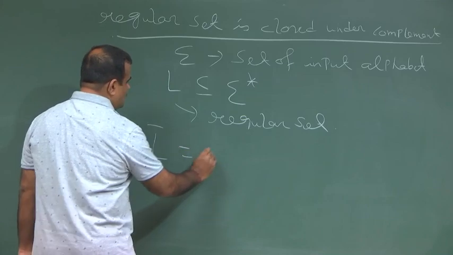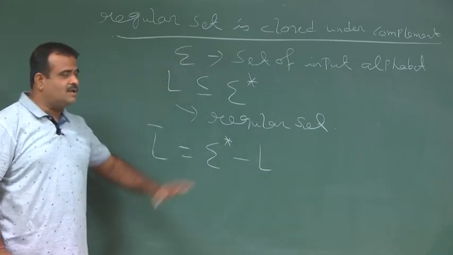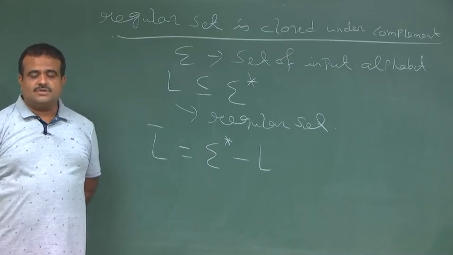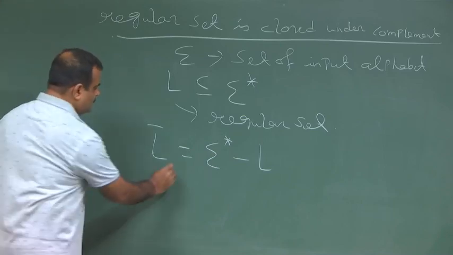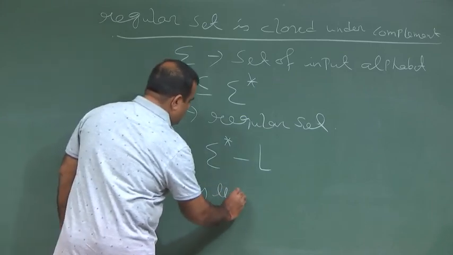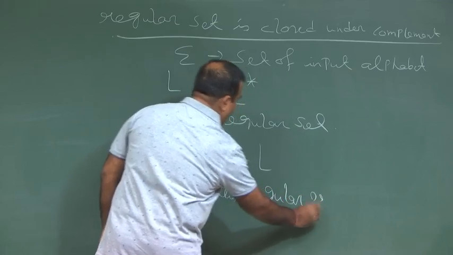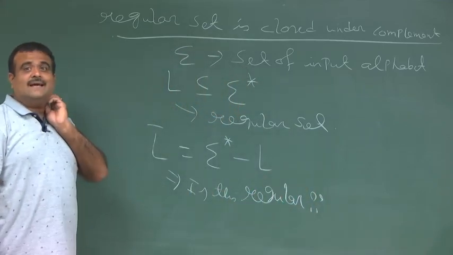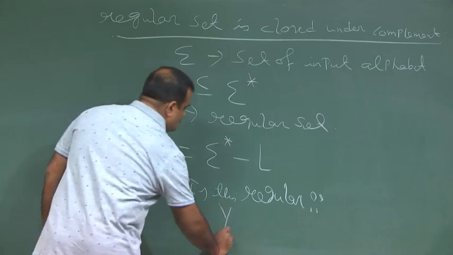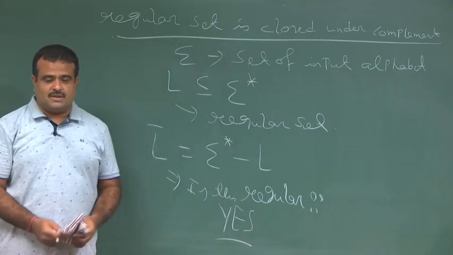is nothing but the set of all strings which are not in L. The question is, is this regular? Is the complement regular? And the answer is yes. We have to show that the complement is also regular. So, how to show this?